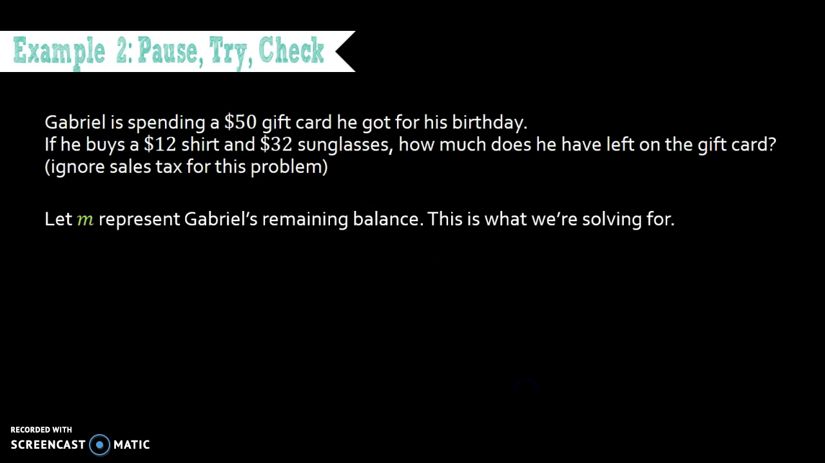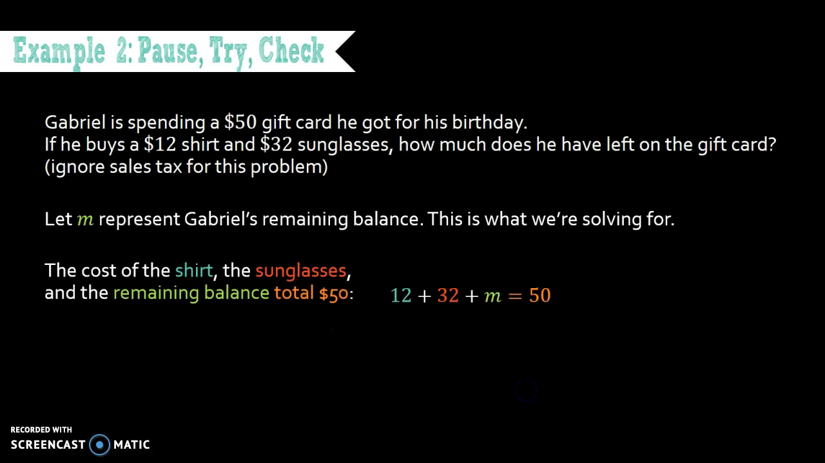Let M represent his remaining balance. You could have used whatever variable you like. I know that the cost of the shirt, the sunglasses, and his leftover money has to equal $50. So $12 for the shirt, $32 for the sunglasses, and the leftover money is going to equal the amount of money that could be on that gift card.